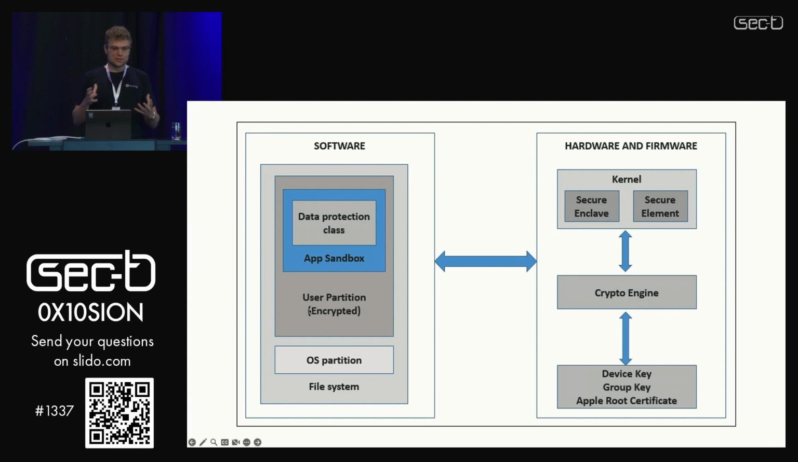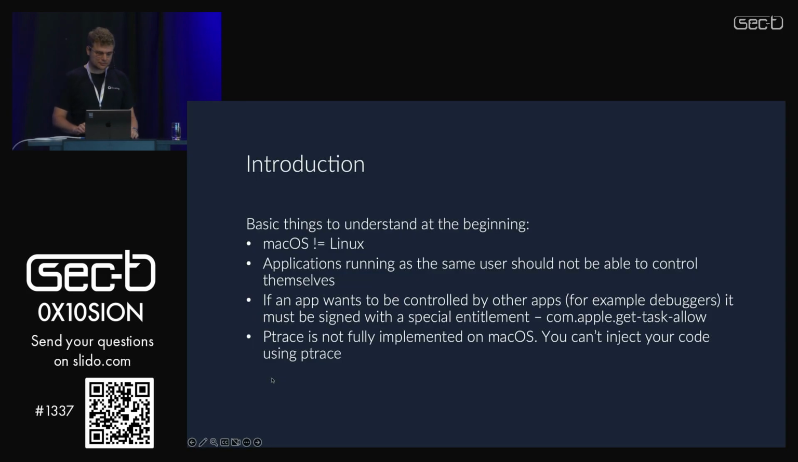And the user partition being a separate partition is a good idea because, for example, if you wipe your iPhone, the OS partition gets untouched, right? So this is why it's that fast. So the basic things to understand at the beginning: macOS is absolutely not Linux. And applications that run with the same UID should not be able to control themselves. This is really important. On macOS, and on Windows and on Linux, there are absolutely different assumptions.